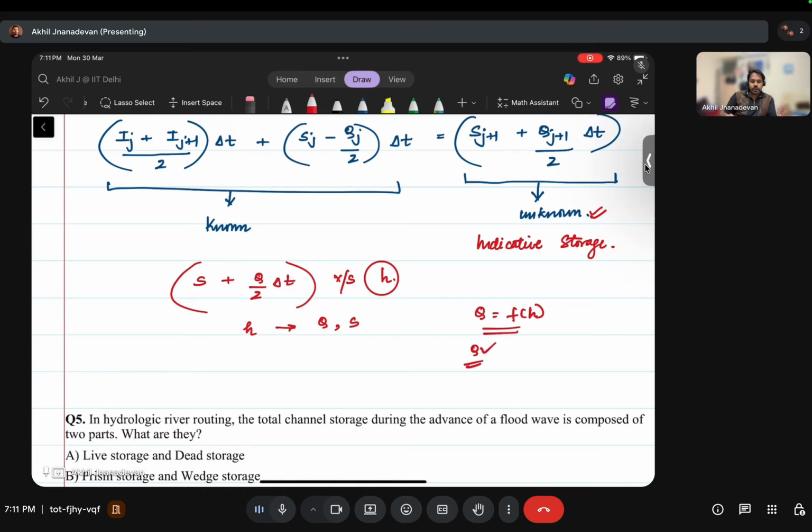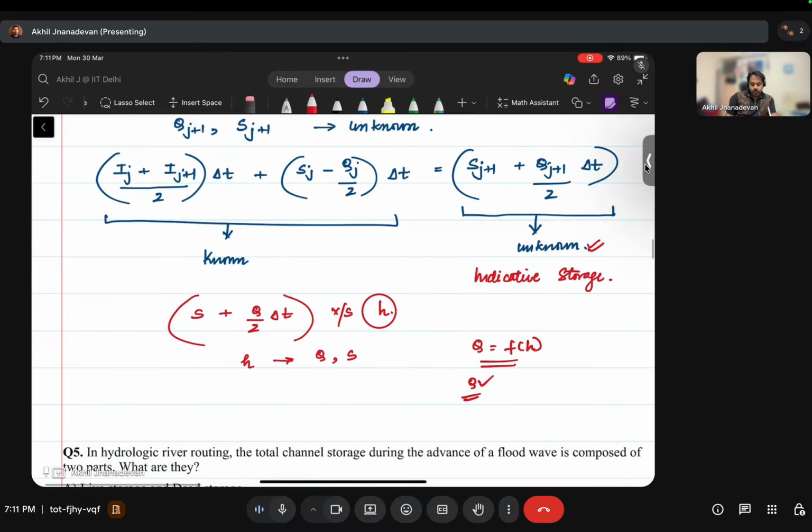So basically, if we substitute all the known values in this equation, we get this RHS. Once we get this RHS, we put it in the S plus Q by 2 delta t versus H plot that we have already created, because we know how storage and Q relate to H. Then we find the H corresponding to this value, put it in the Q equal to f of H relation, and find the Q value, that is the outflow. That is the main idea of level pool routing.